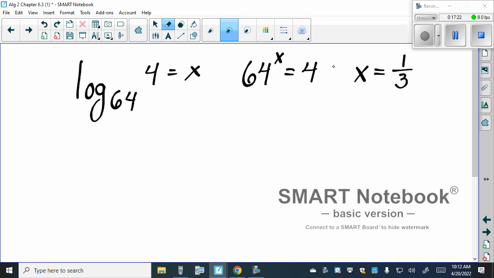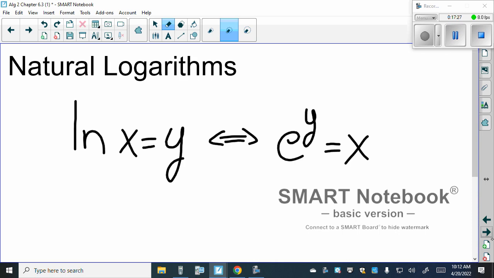Questions on this here? Natural logs. ln of x equals y is the same as e to the y equals x.